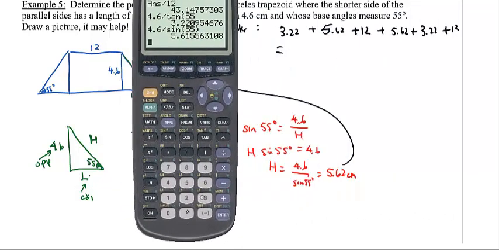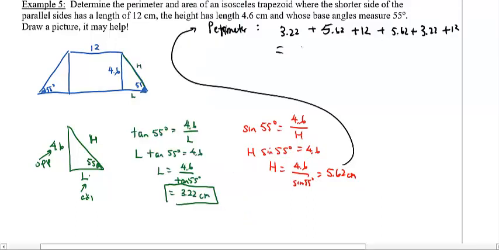2 lengths, 3.22 times 2, 2 12s, and 2 hypotenuses. I feel like I'm ordering from McDonald's or something. I want 2 of these, 2 of these, 1 of these. 41.68 centimeters.